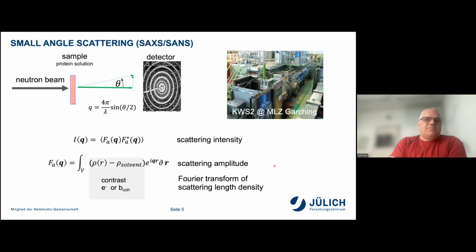So let us begin with small angle scattering. You basically all know this: we have a sample and a neutron beam, which is scattered here, and then we measure the scattering intensity at the detector. The scattering intensity is roughly the square of the scattering amplitude, and there we see the Fourier transform of the scattering length density. That can be from electrons if you do X-ray scattering, or scattering length as a contrast for neutron scattering if you do SANS.